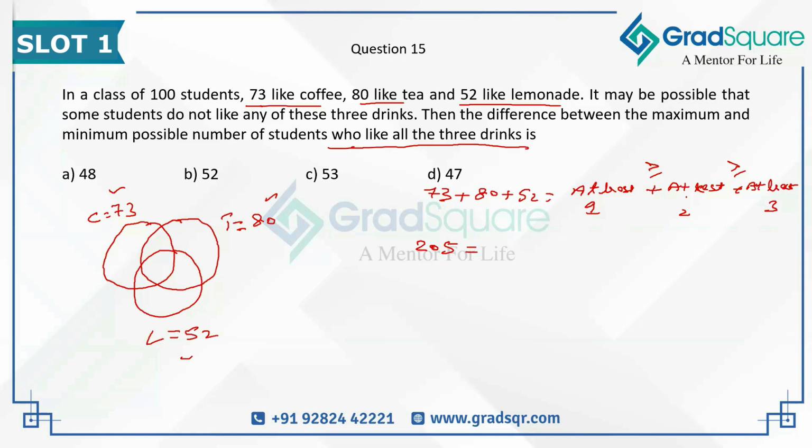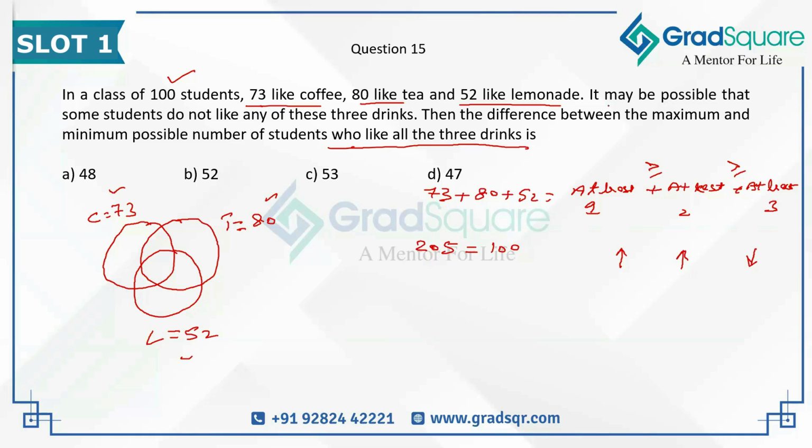Now, in order to find the minimum possible value of at least 3, I need to maximize the value of at least 1 and maximize the value of at least 2, correct? Because the sum of these three values is a constant, which was 205. Now, the total number of people in the class was how much? 100, right? What can be the maximum possible value of at least 1? It can be 100. All of these students who have been surveyed end up taking 1 out of the 3. Possible, right?